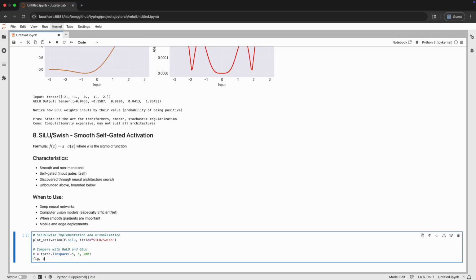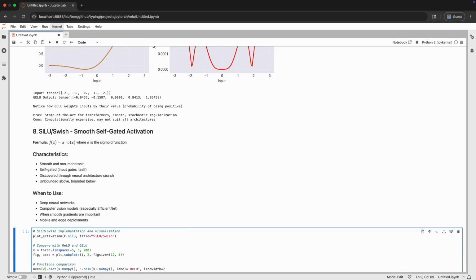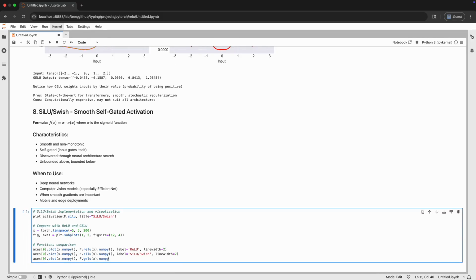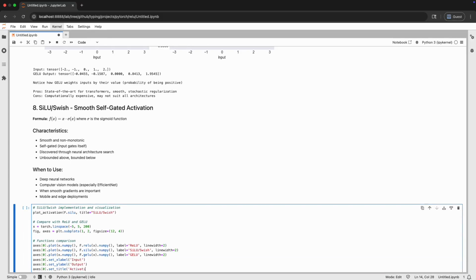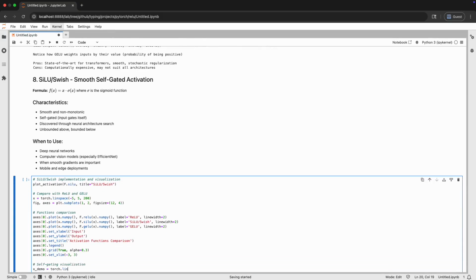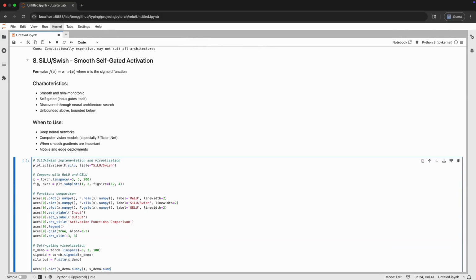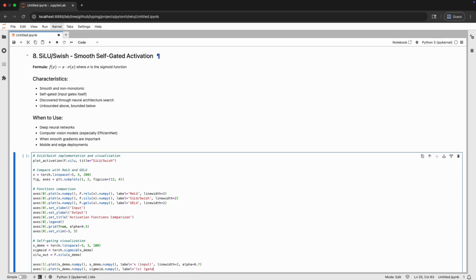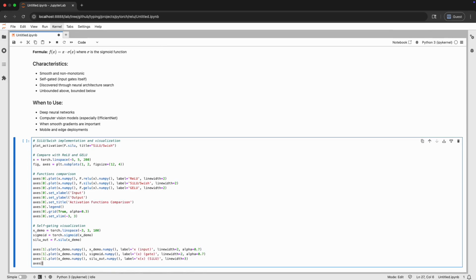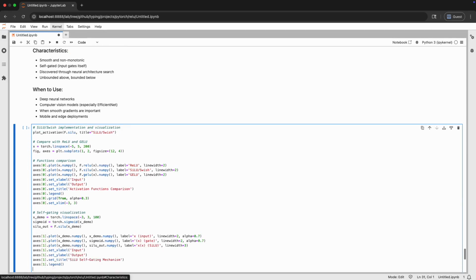Core code. Let's visualize Swish and compare it with ReLU and GELU. We'll also demonstrate the self-gating mechanism by showing how the input gates itself through the sigmoid function. This helps understand why Swish has become popular in computer vision models.